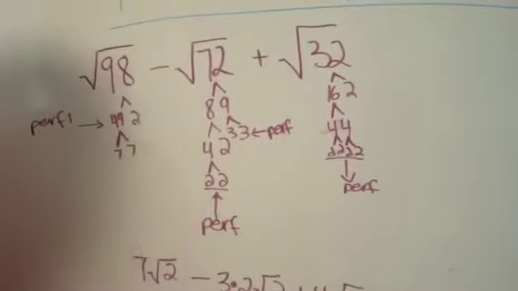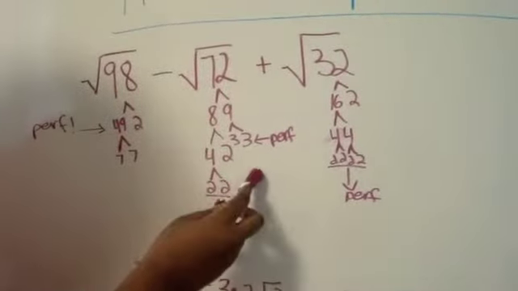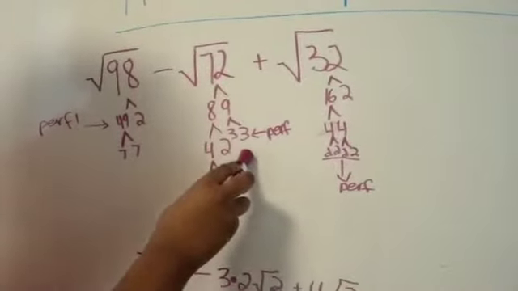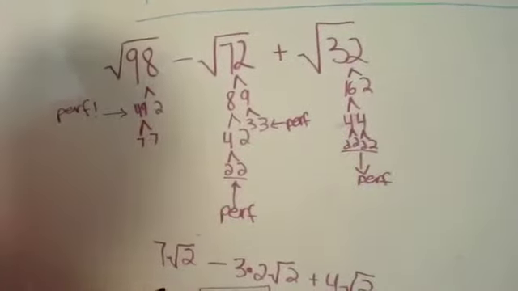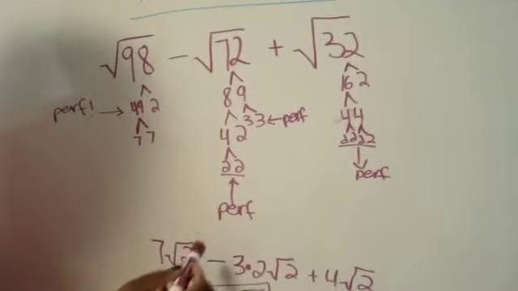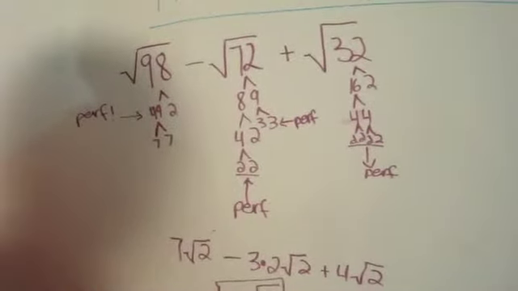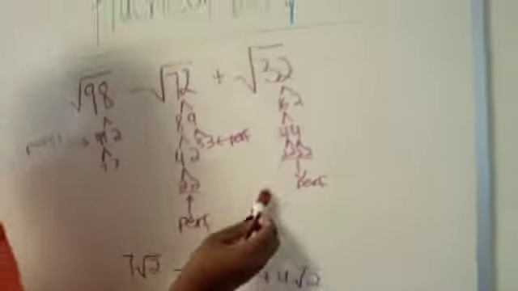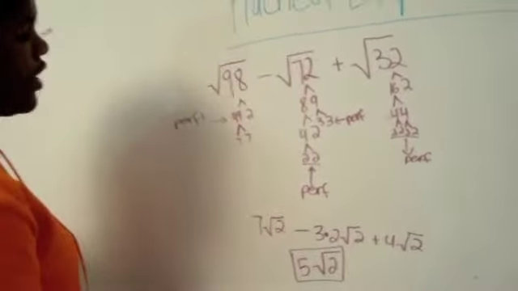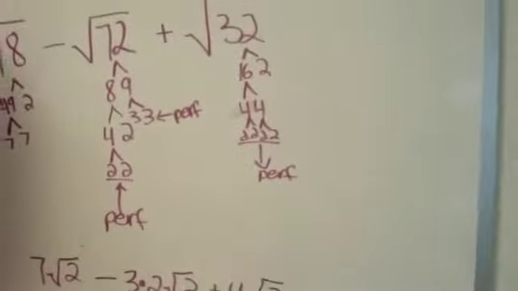72 is broken down into 8 and 9. 9 is a perfect square, so it immediately goes to 3. 8 is factored down into 4 and 2. 4 is broken down even further into 2. Because you have two perfect squares, you multiply them together outside of the radicand, so you get 6 times the square root of 2. Lastly, the square root of 32 is factored out into 16 and 2.